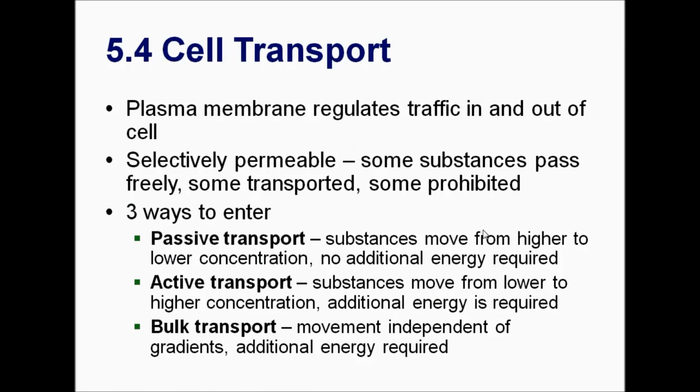All right, so we have to transport things in and out of our cells so that we can get nutrients and things we need into it and waste out of it. And so a plasma membrane acts as that regulator. It's selectively permeable. That means only some things can pass through freely. Some need transportation, and some are prohibited.